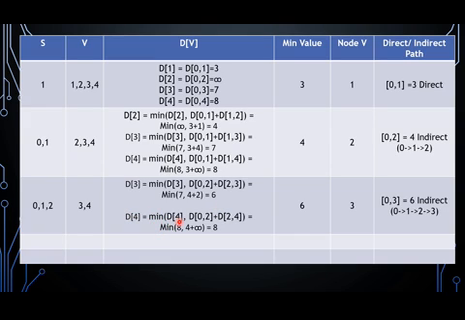Similarly, compute d of 4. D of 4 is equal to minimum of d of 4 from the previous step, 8, d of 0 comma 2, minimum from the previous step, 4, and d of 2 comma 4, distance from the new source, which is infinity from the matrix. So you get minimum of 8 comma 4 plus infinity. 4 plus infinity is infinity. So when you compare infinity and 8, which is minimum?